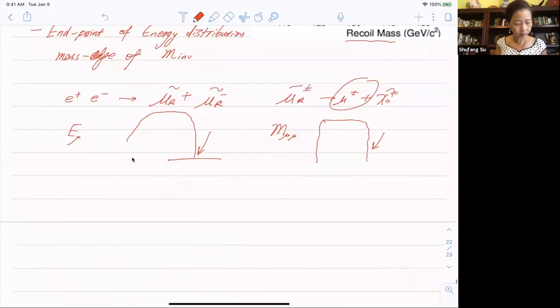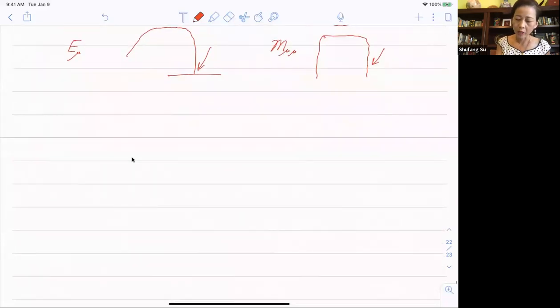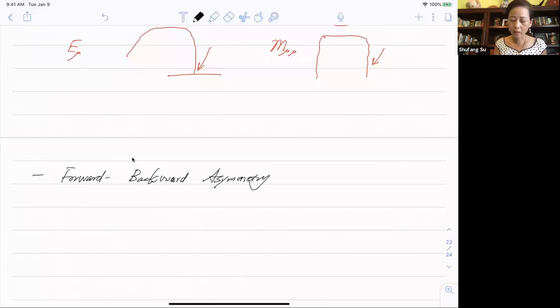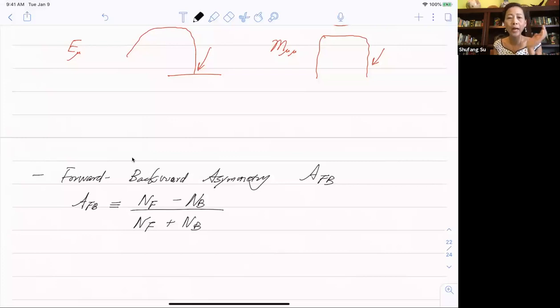So another thing at lepton colliders that is very useful is something called the forward-backward asymmetry, AFB. A forward-backward asymmetry is defined as the number of events in the forward direction, if you pick a particular beam direction to be forward, minus the number of events in the backward direction, divided by the sum of them. What's so nice about this particular asymmetry is that at LEP, when they did all the Z-pole measurements, you can see that AFB was used quite a lot.